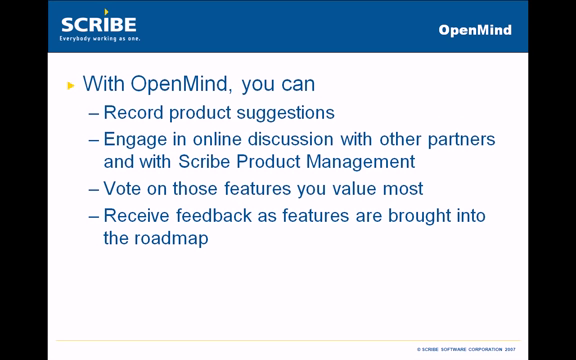Users of the OpenMind community can record product suggestions or ideas for additional features, improvements to the products, or expansion of the product line. They can view the ideas that have been recorded by other users of the Scribe OpenMind community, and they can engage in an online discussion with other partners and users, as well as with Scribe product management about those ideas. In OpenMind, users can vote for those features that they would find most valuable, and they can receive feedback and notification as those ideas are incorporated into the roadmap and eventually into the Scribe products themselves.